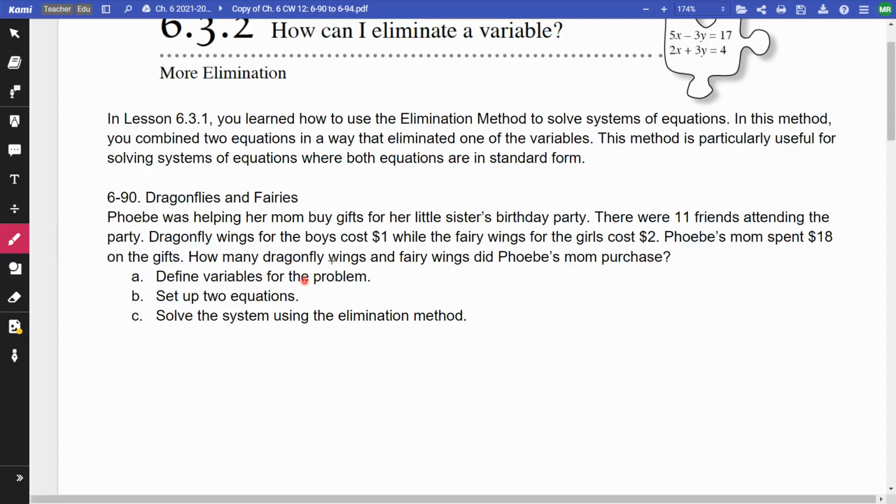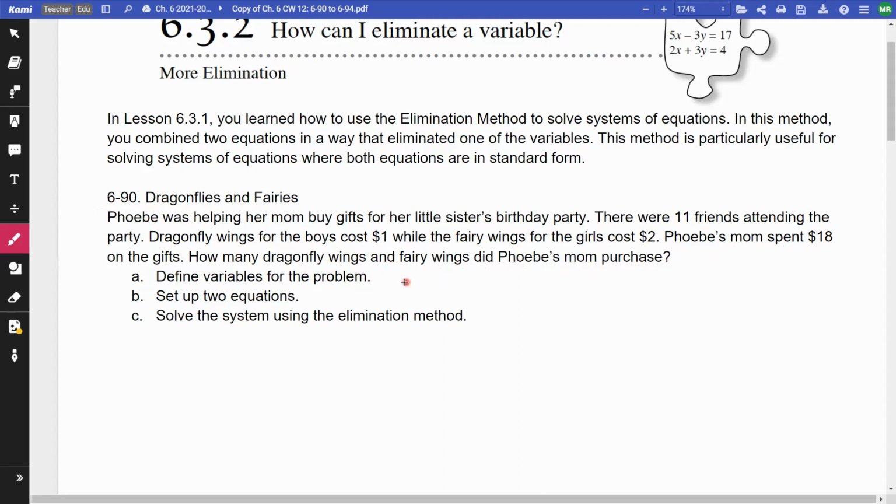So on this one, 690, dragonflies and fairies. Phoebe was helping her mom buy gifts for her little sister's birthday party. There were 11 friends attending the party. Dragonfly wings were for the boys and cost $1, while fairy wings for the girls cost $2. Phoebe's mom spent $18 on the gifts. How many dragonfly wings and fairy wings did Phoebe's mom purchase?